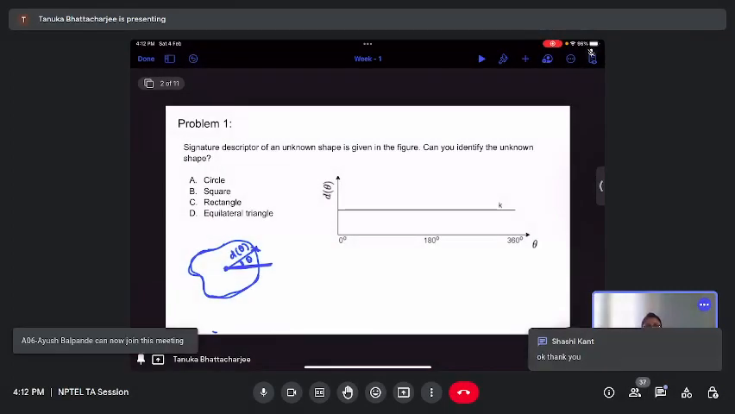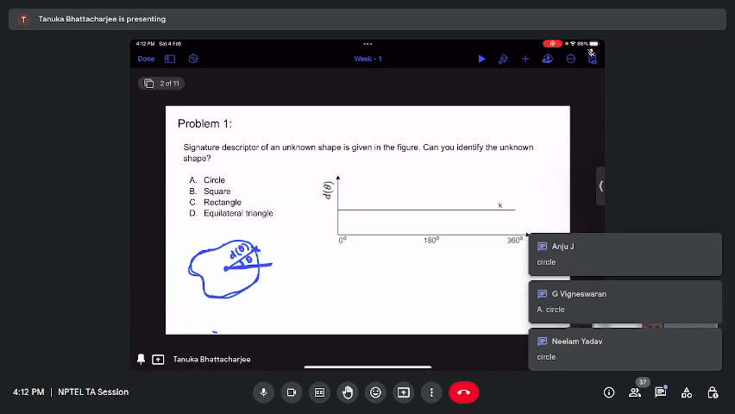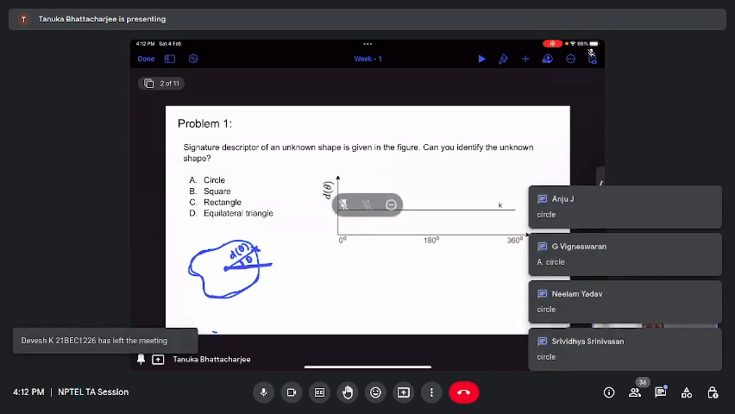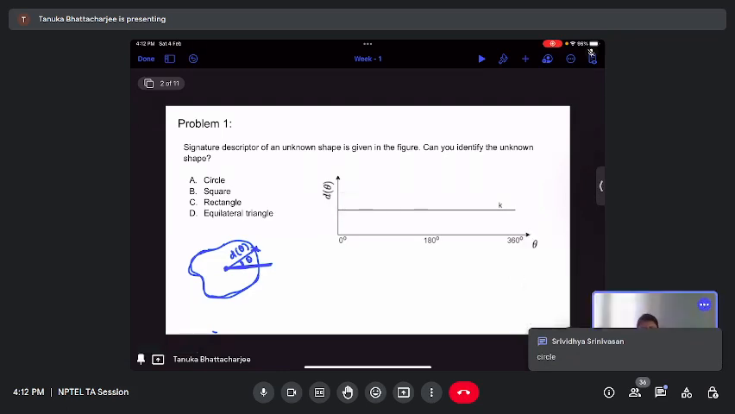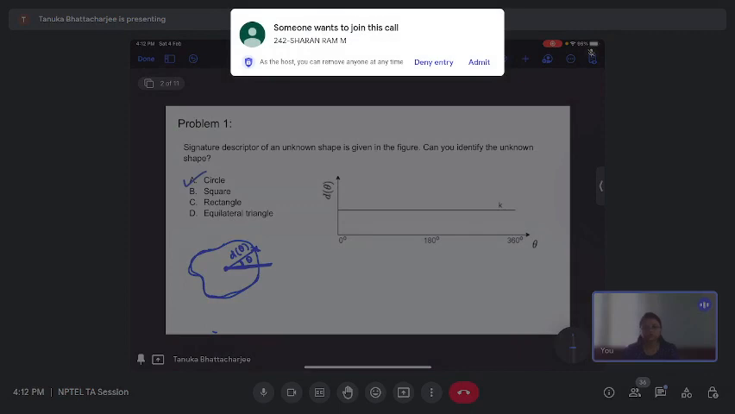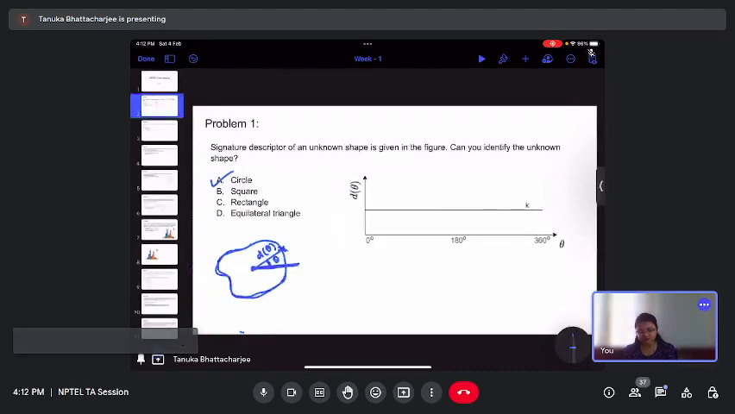Okay. So, can someone tell me what is the shape that this feature corresponds to? Yeah, circle is the correct answer. All the points are equidistant from the centroid, so that is how a circle looks. So, the first question answer would be circle.